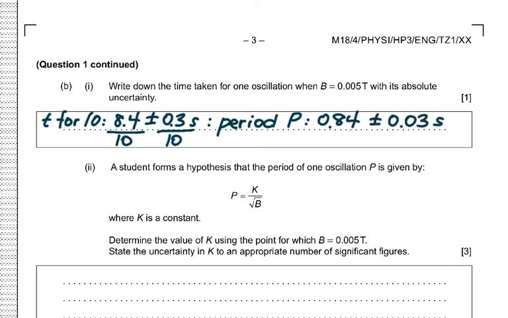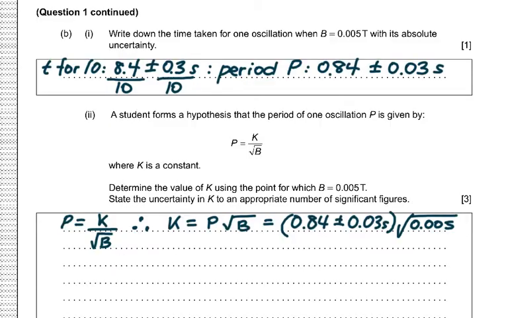All right, let's proceed. B(ii). We have a relationship here that the period is given by some constant K over the square root of the magnetic field strength in Tesla. It says find the value of K when B is 0.005 Tesla. We also know what the period is from B(i). And it says state the uncertainty in K.